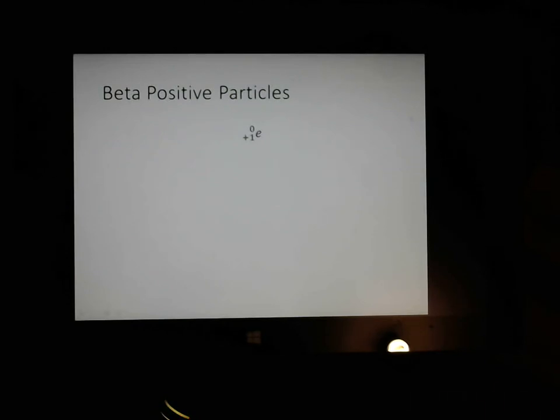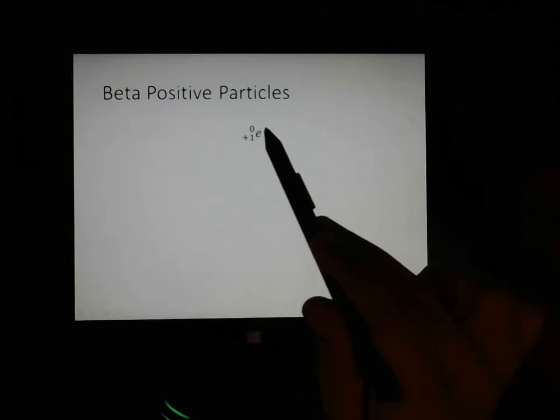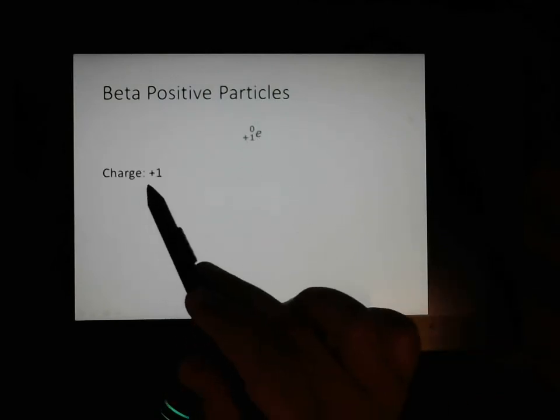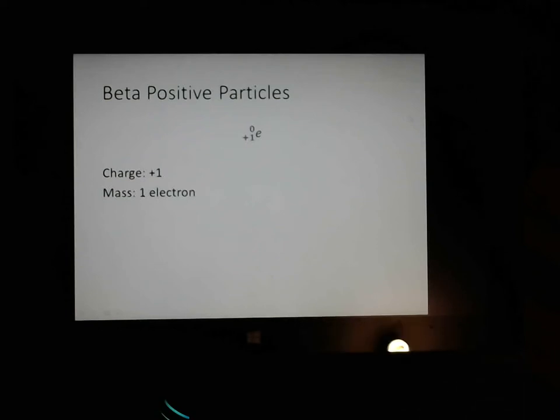Because the notation is the same, that allows us to infer that the charge is the same but opposite, and the mass is also the same as 1 electron.